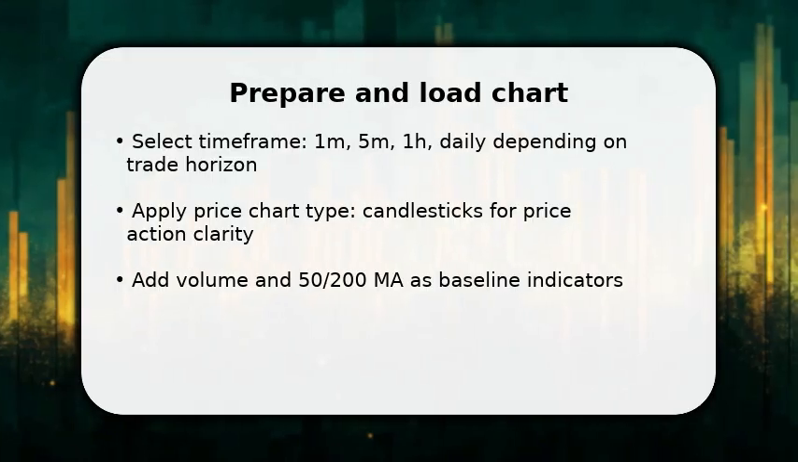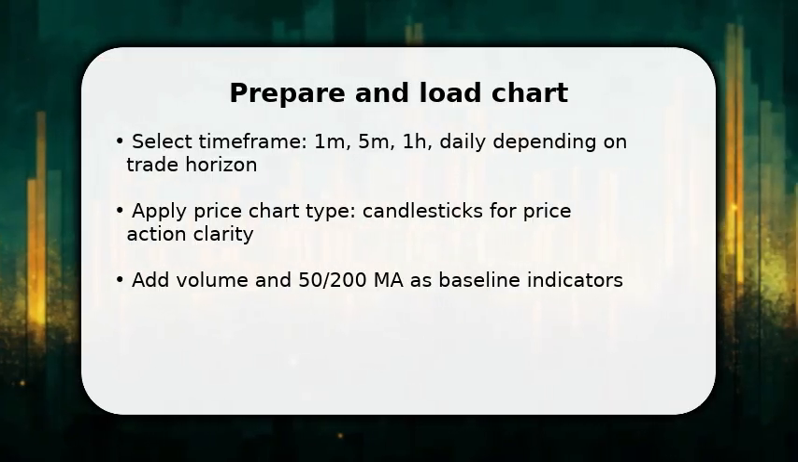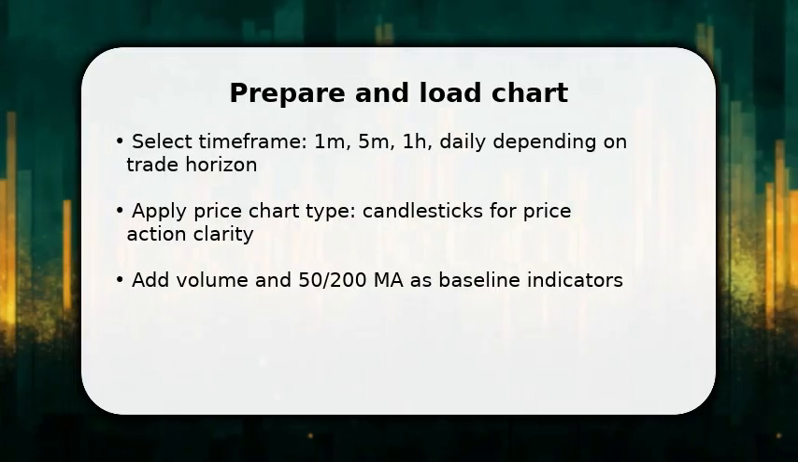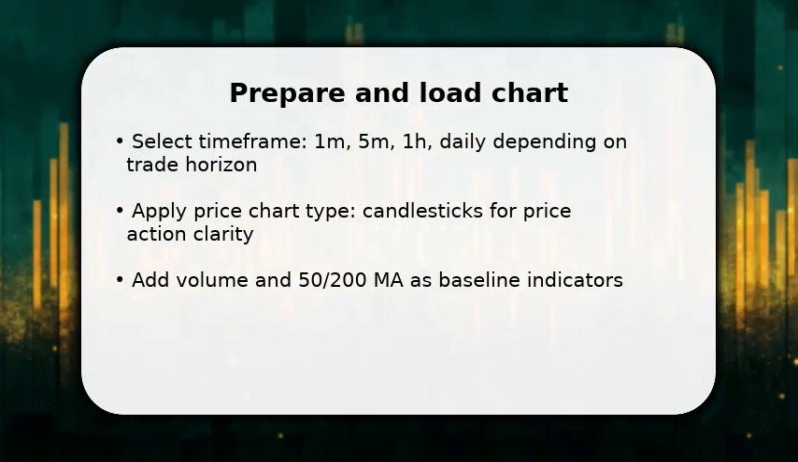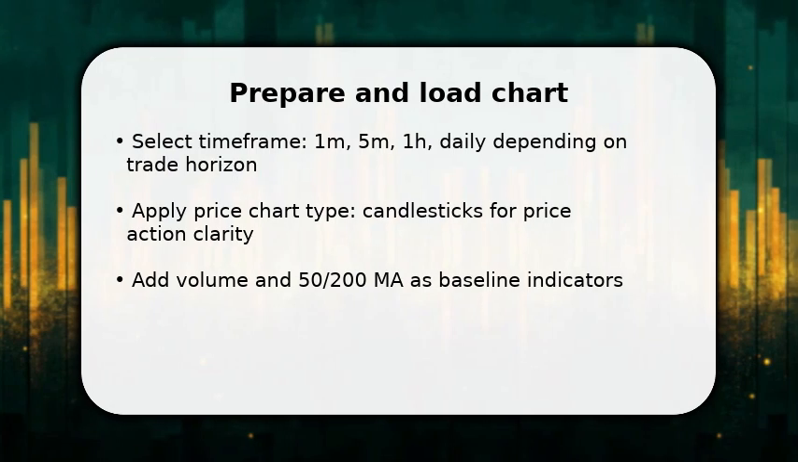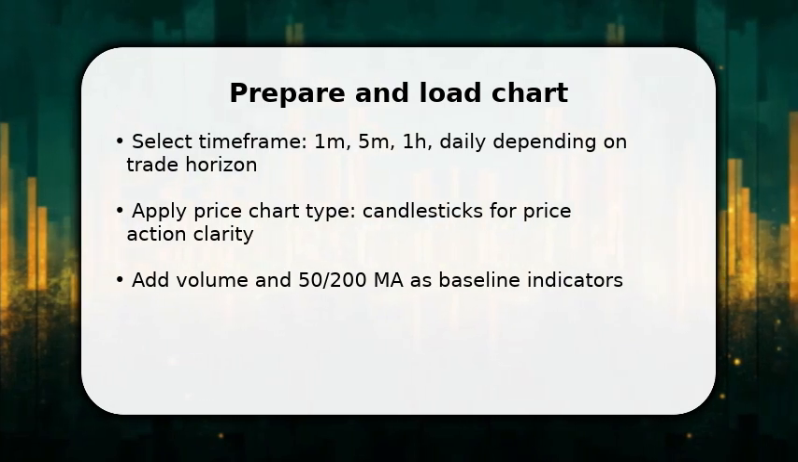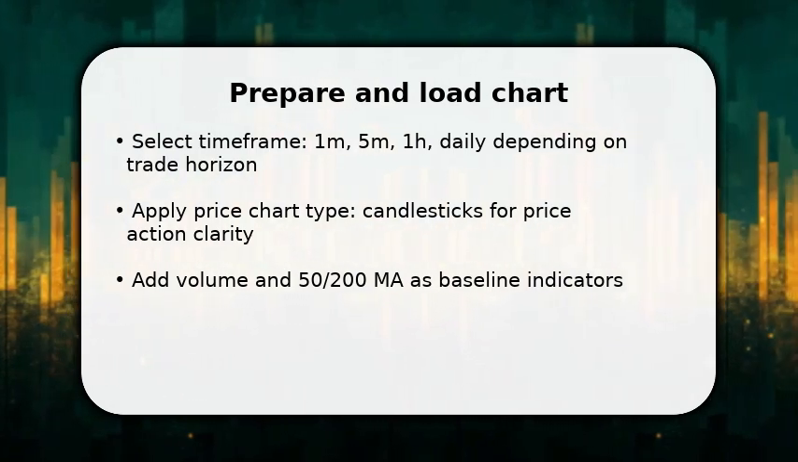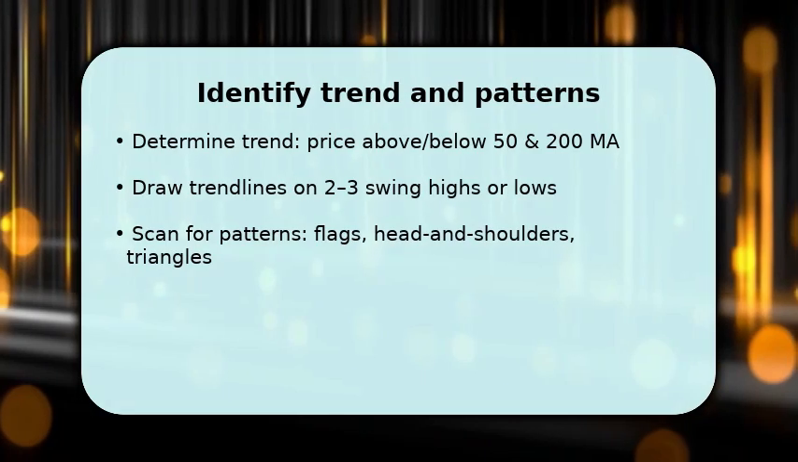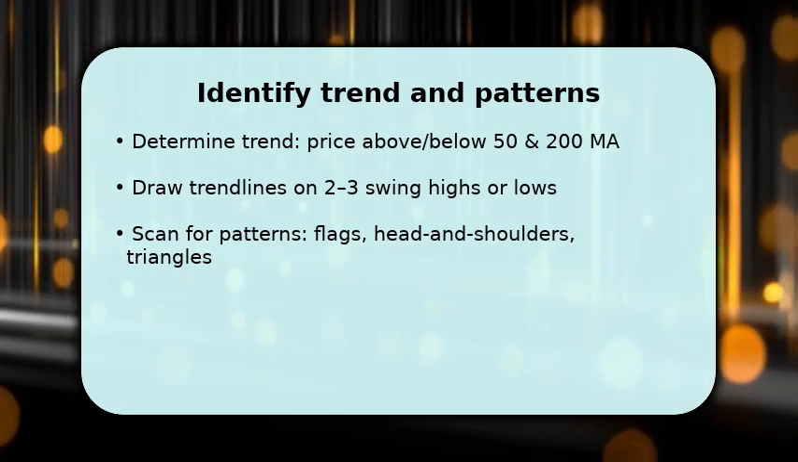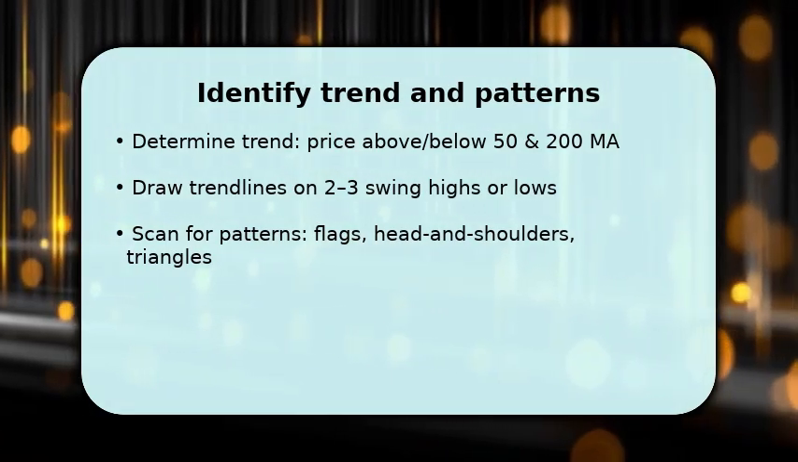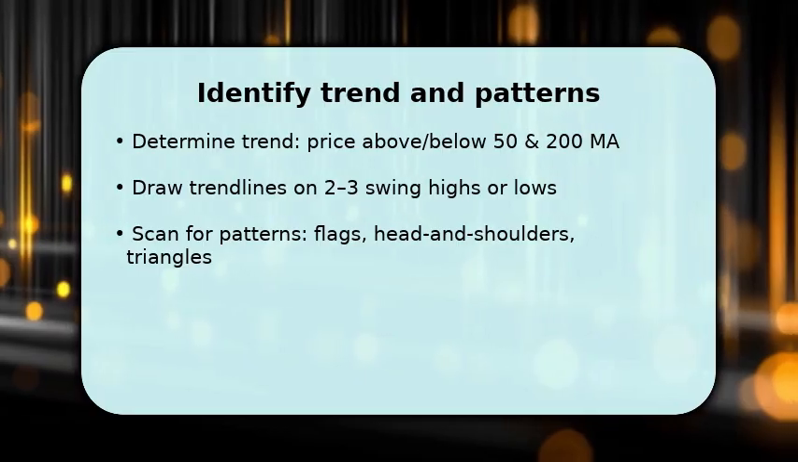Once done, mark recent support and resistance zones with horizontal lines so you have visual anchors for the next analysis steps. You now identify the dominant trend by observing price relative to the 50 and 200 MA and confirming with swing highs and lows. Draw at least 2 clear trend lines connecting swing points to visualize momentum.